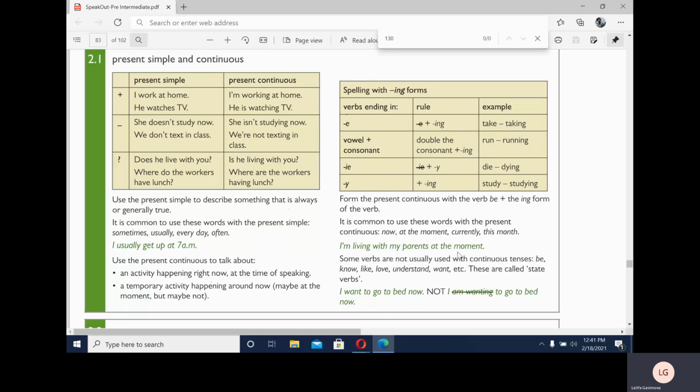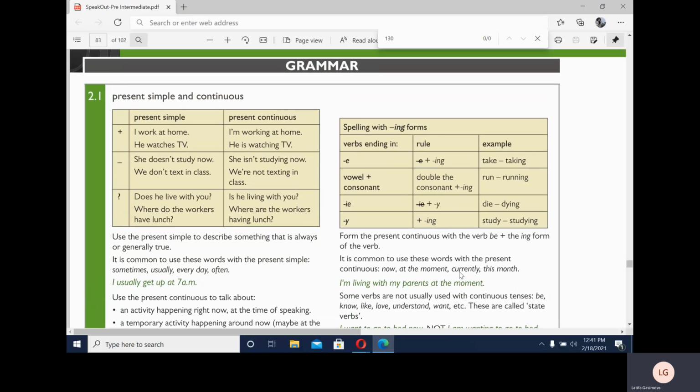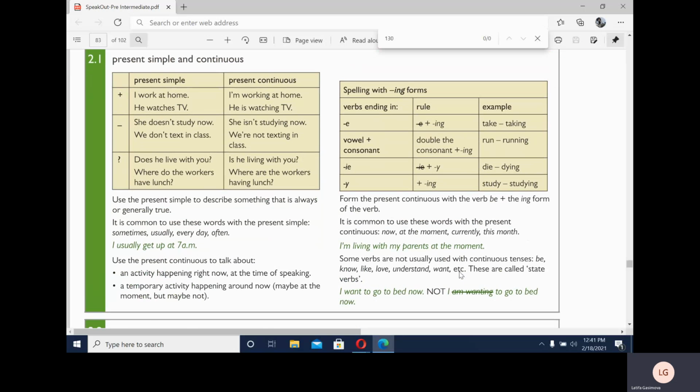Some words are not usually used with continuous tense because we call them non-action verbs. There's no action in them, like be, know, like, love, understand, want. So basically, the words related to feelings, like love, hate, they cannot be used in continuous. And also some words like be, know, want. We can't say I'm wanting, right? In the same way, we can't say I'm loving. Okay, though in modern English it is used in informal cases.